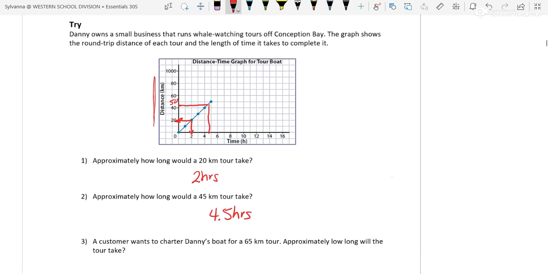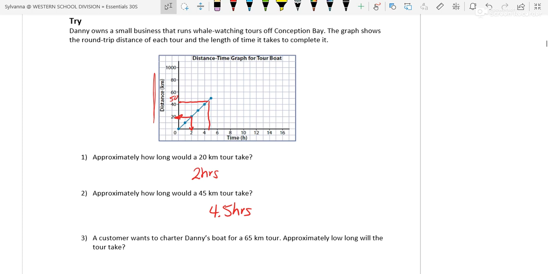So remember that when you're looking for points inside our graph, that's called interpolation.